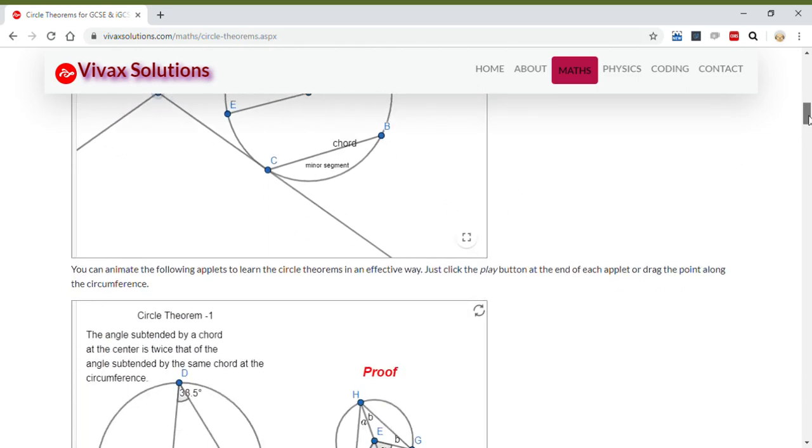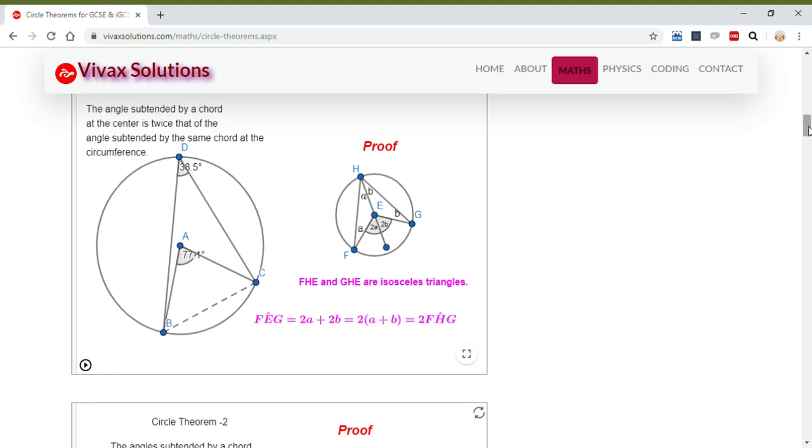Now I'm going to teach you the first circle theorem. The first circle theorem says the angle subtended by a chord at the center is twice that of the angle subtended by the same chord at the circumference. So this is the chord, and it subtends this angle at the center, and this angle at the circumference. This theorem says this is twice as big as this, regardless of its position.